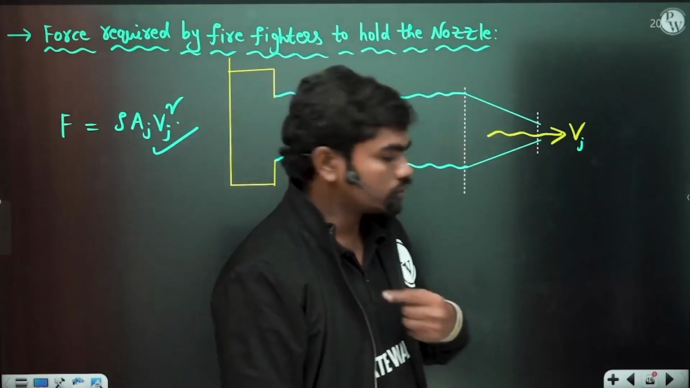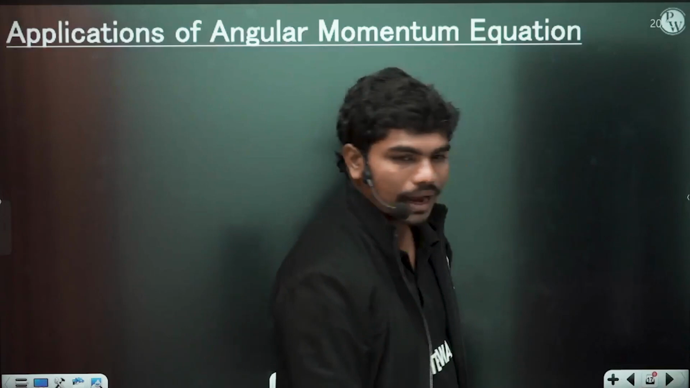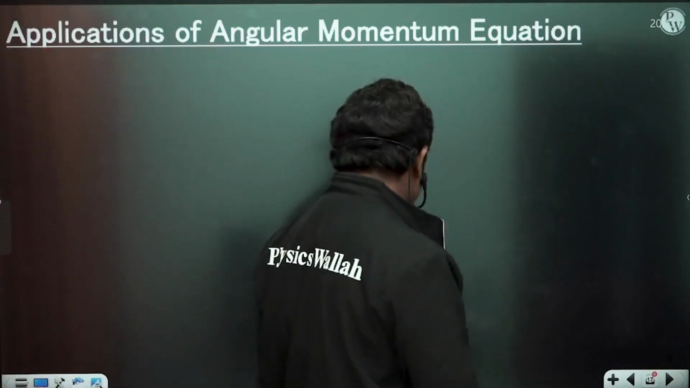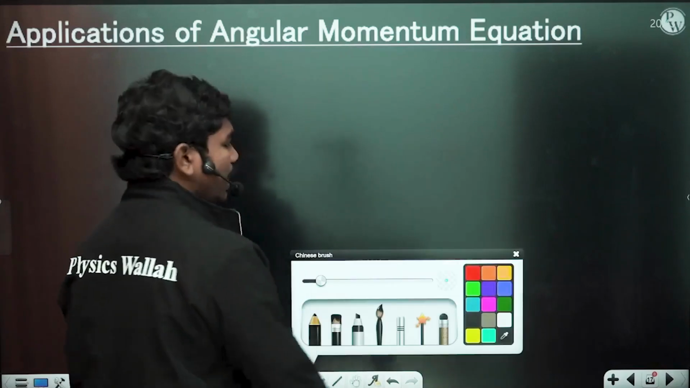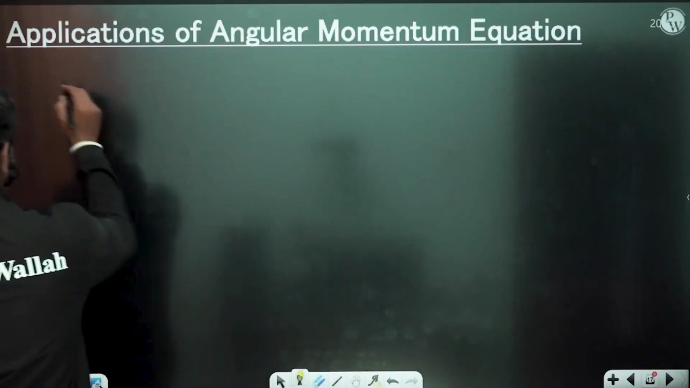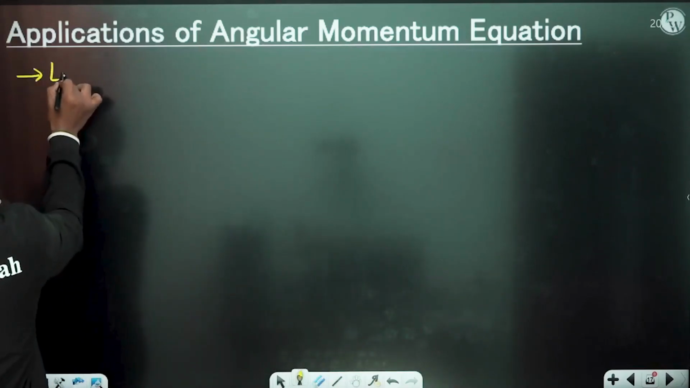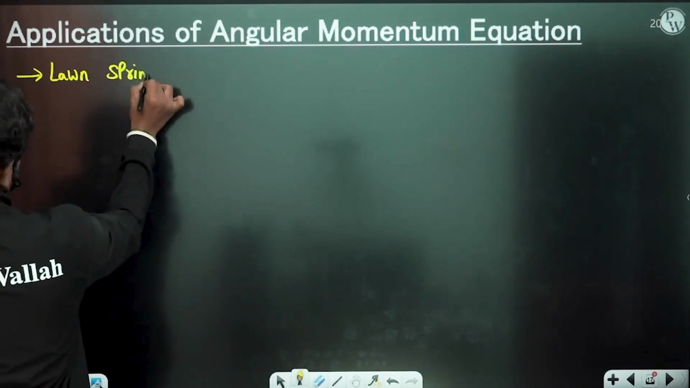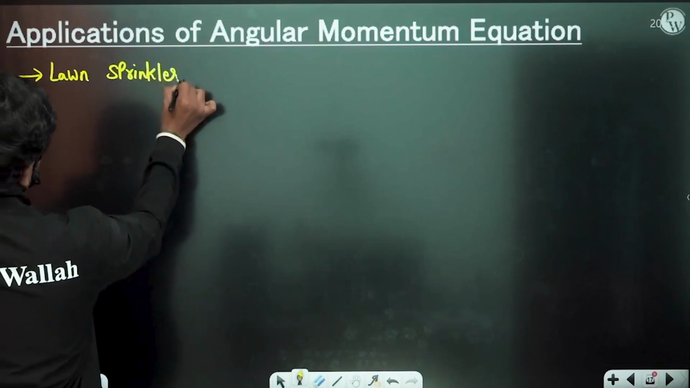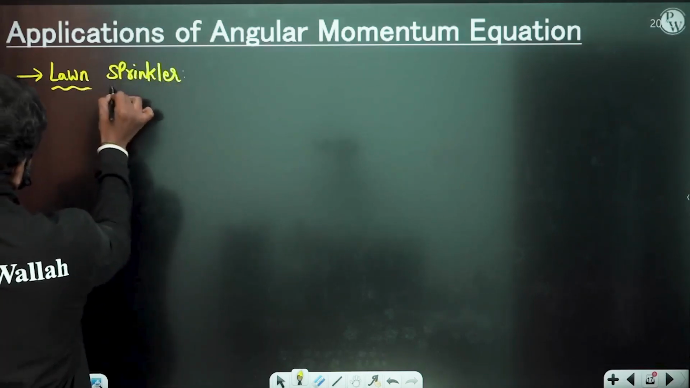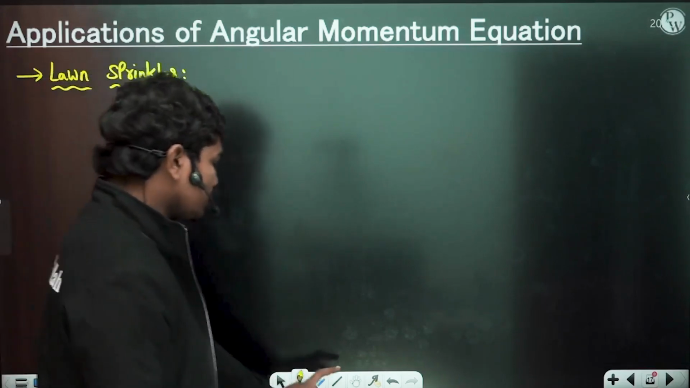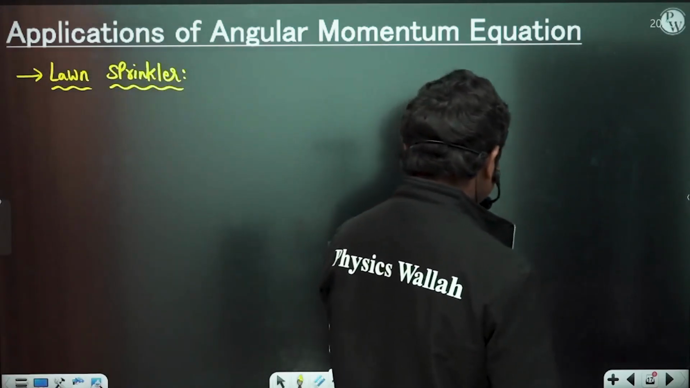So let us go to the case of angular momentum. I'm concluding the linear momentum case at this point. One very famous example is the lawn sprinkler. Let us suppose you have a lawn sprinkler, for example.